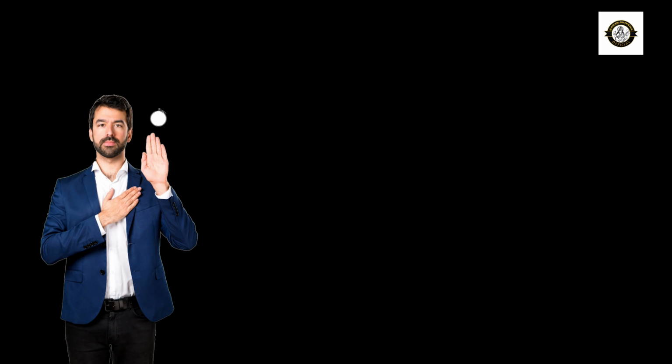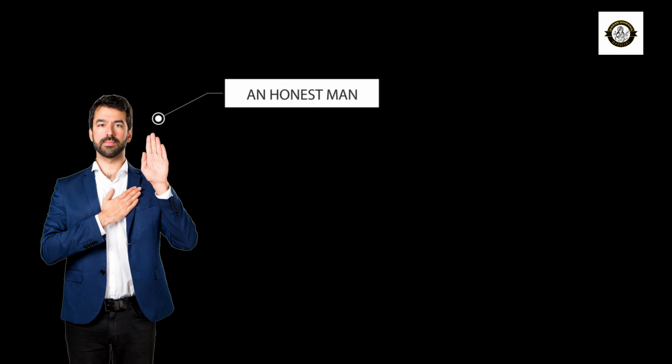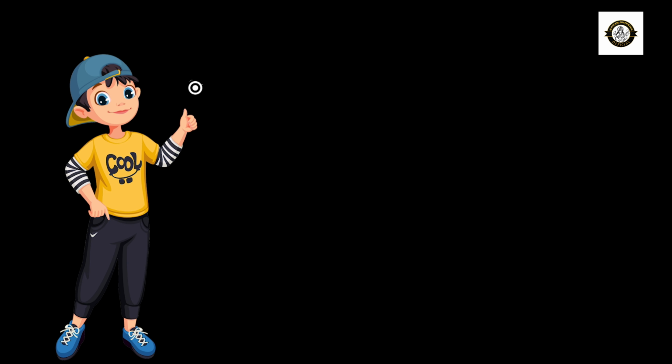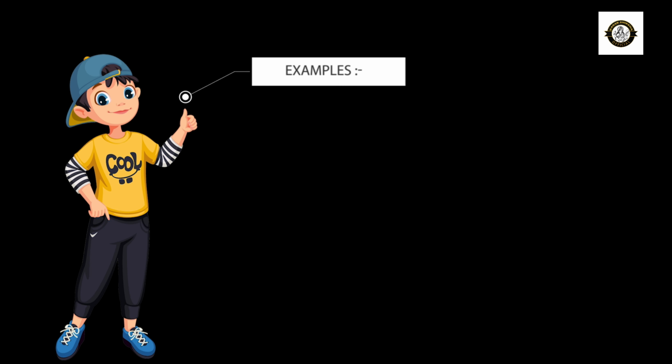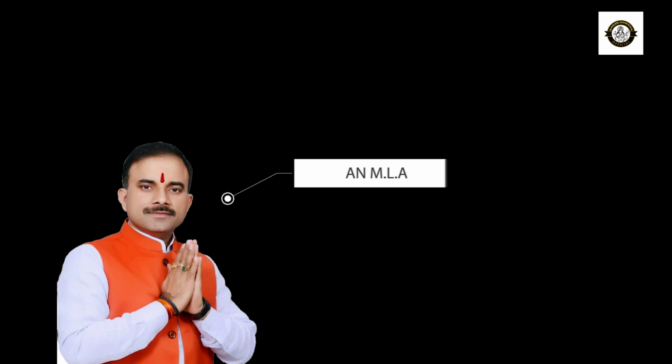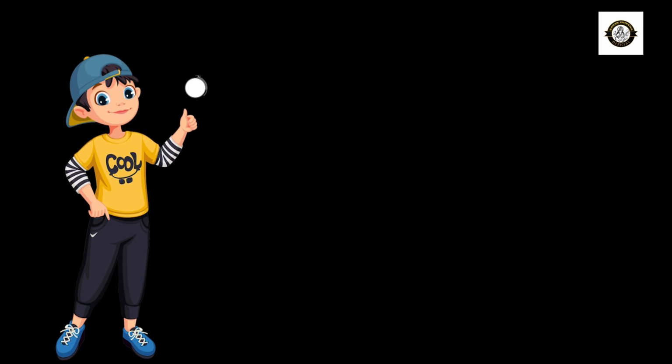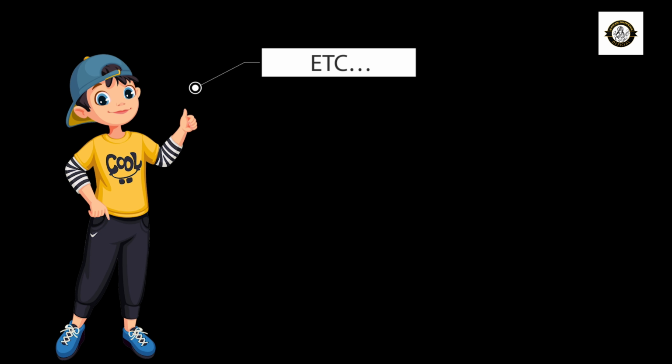Example: an hour, an honest man, etc. Number 3. If the first letter of a word is a consonant and the pronunciation is a vowel sound. Example: an MLA, an MA, etc.